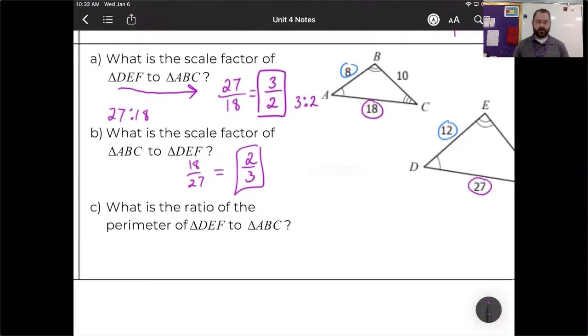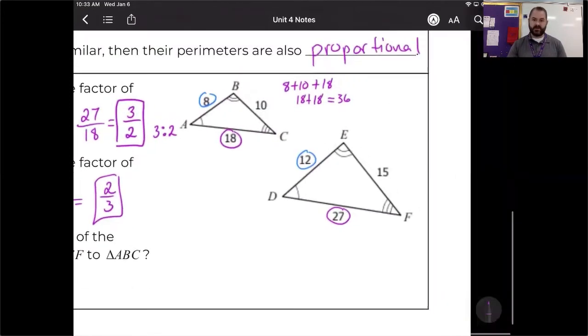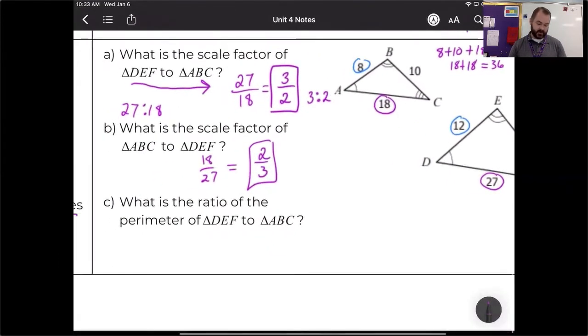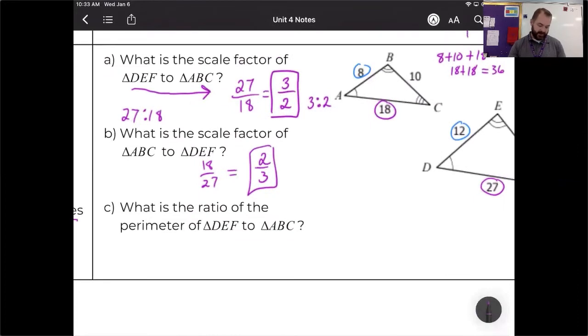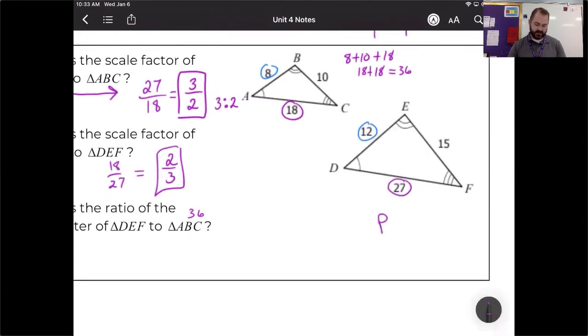Then it says, what is the perimeter ratio, or the ratio of the perimeters of DEF to ABC? Now, you could find the ratio of the perimeters by finding the actual perimeters. And so we could add those up. 8 plus 10 plus 18. Well, that's 18 plus 18, which is 36. I don't know if you can see that, 36. So the perimeter of ABC is 36, but I need to find the perimeter of DEF.